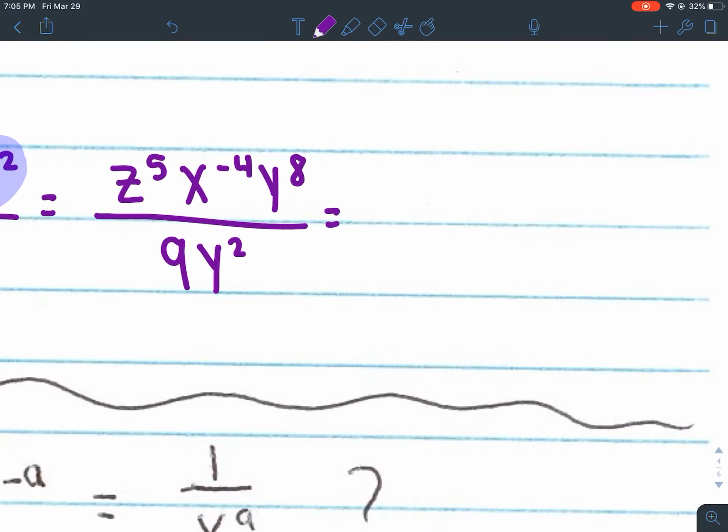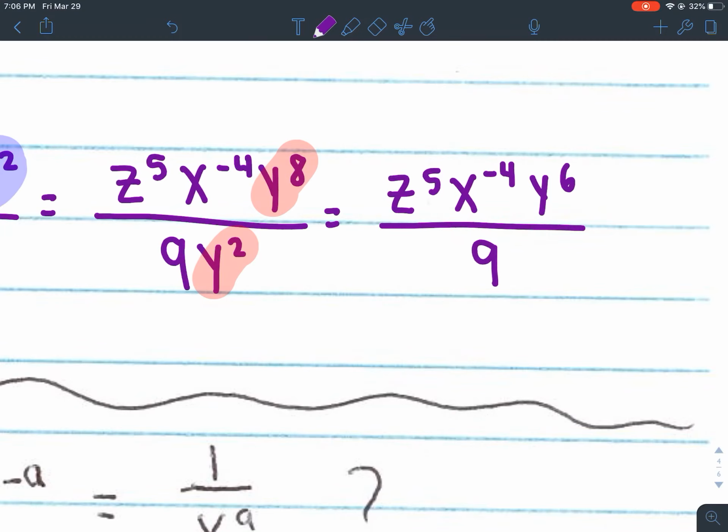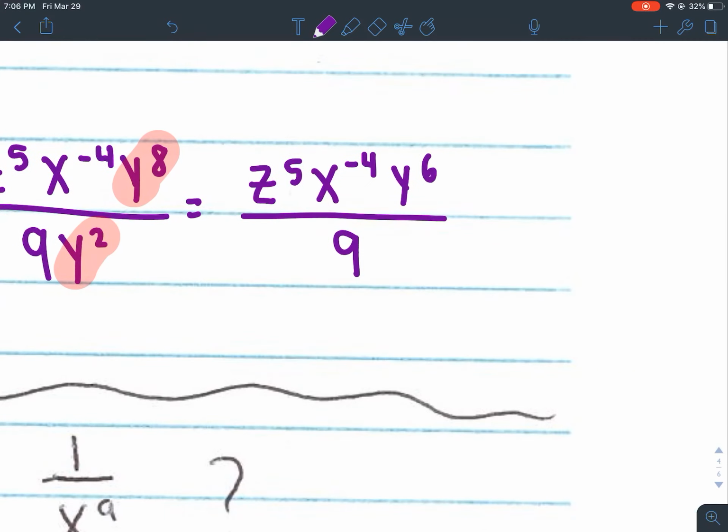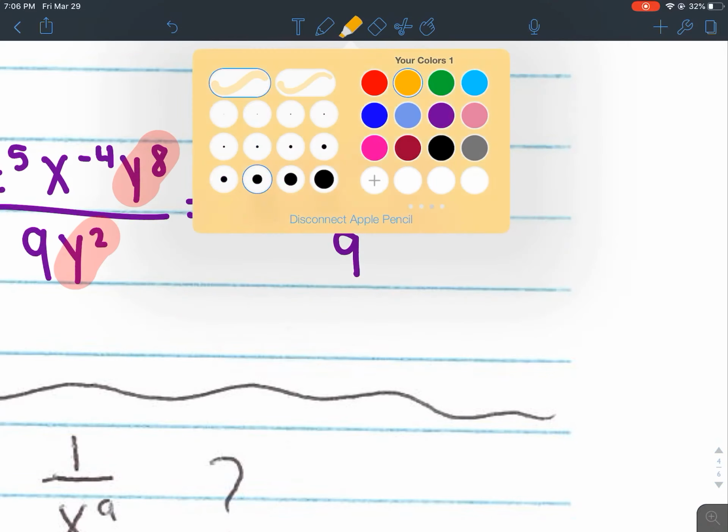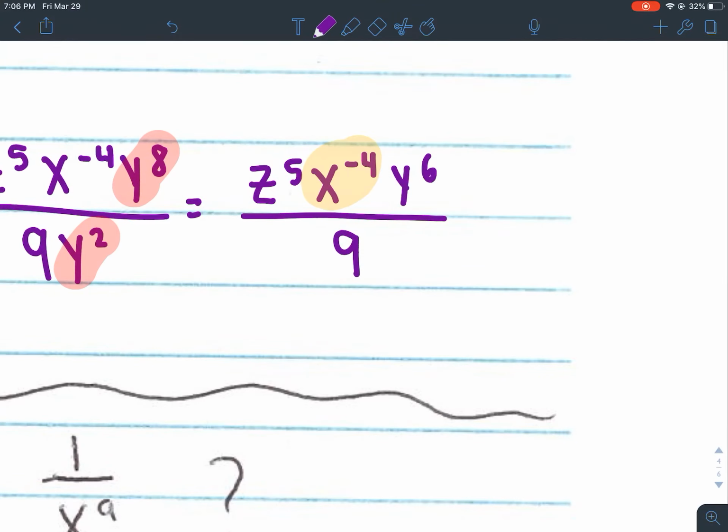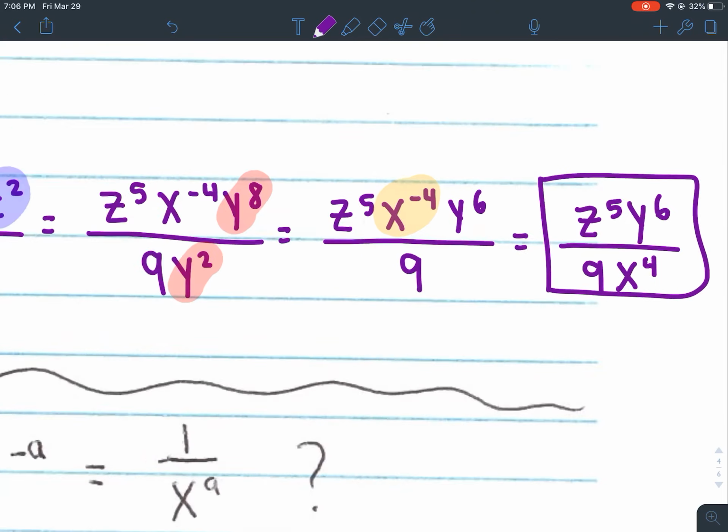Okay. Let's go ahead and simplify. Let's see if we can simplify these y's here. I have y to the 8th in the top, y to the 9th in the bottom. So that's going to be 6 y's left, and they're all in the numerator, which is up here. And then that's 9, okay? And then the last step we have is that we still have a negative exponent here. So you want to move that guy down. So you have z to the 5th, y to the 6th all over 9x to the 4th. Okay?